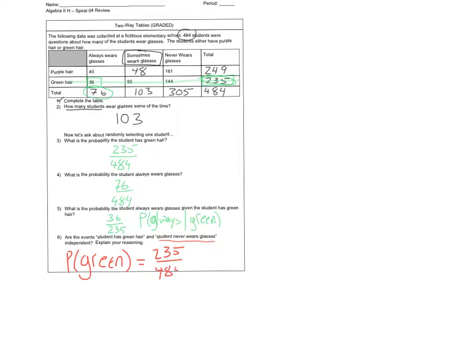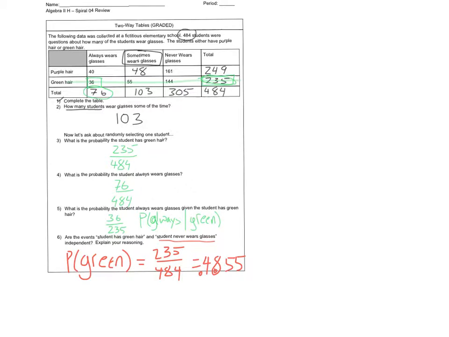May be useful to convert this to a decimal just for the sake of an easier comparison. So when I do that with my handy-dandy calculator, we get a really long repeating decimal. So I'm just going to call this point 4855.